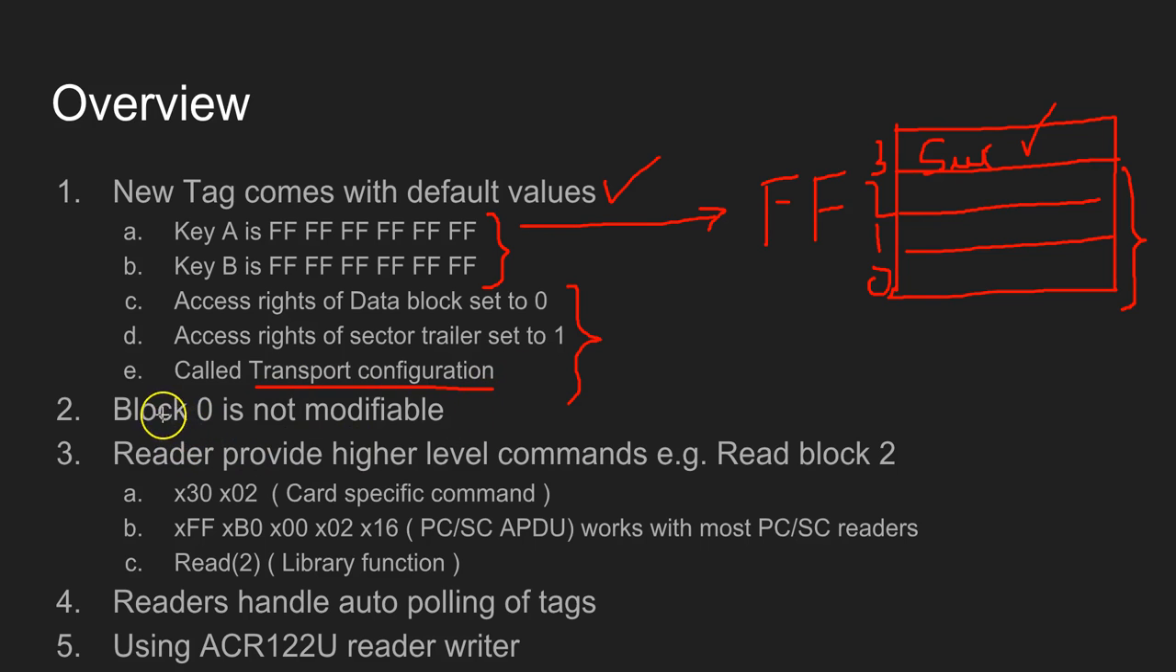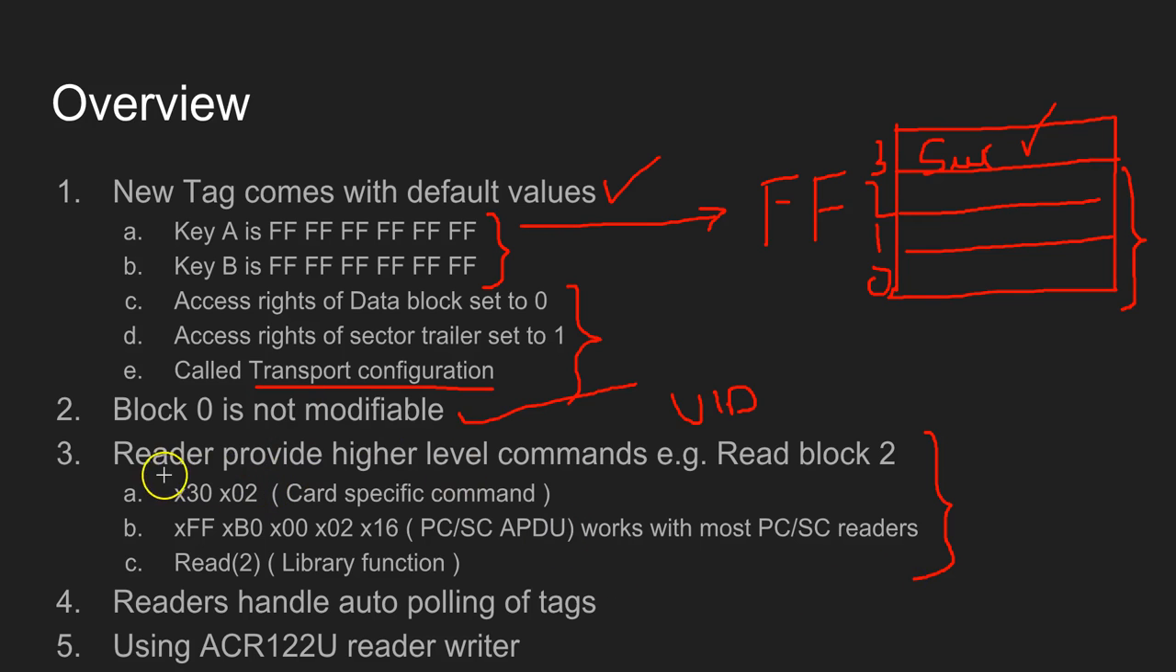Now we know that block 0 is not modifiable, because this is the block that consists of the UID of the tag and some manufacturer specific data. It could be the date and time this tag or chip was manufactured. So we are going to see how to read and write using different commands.